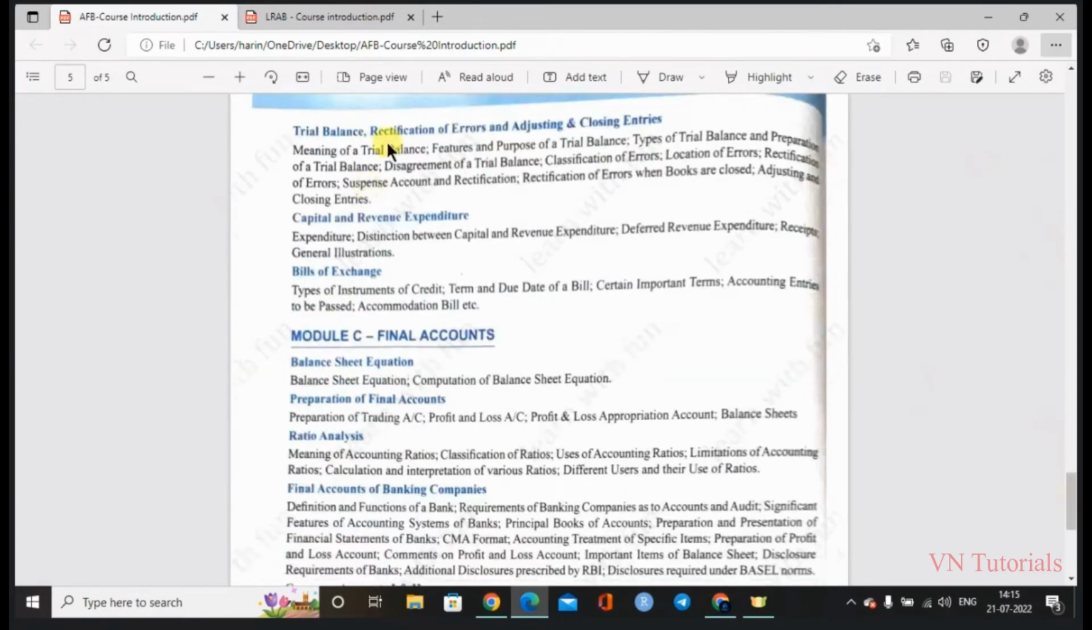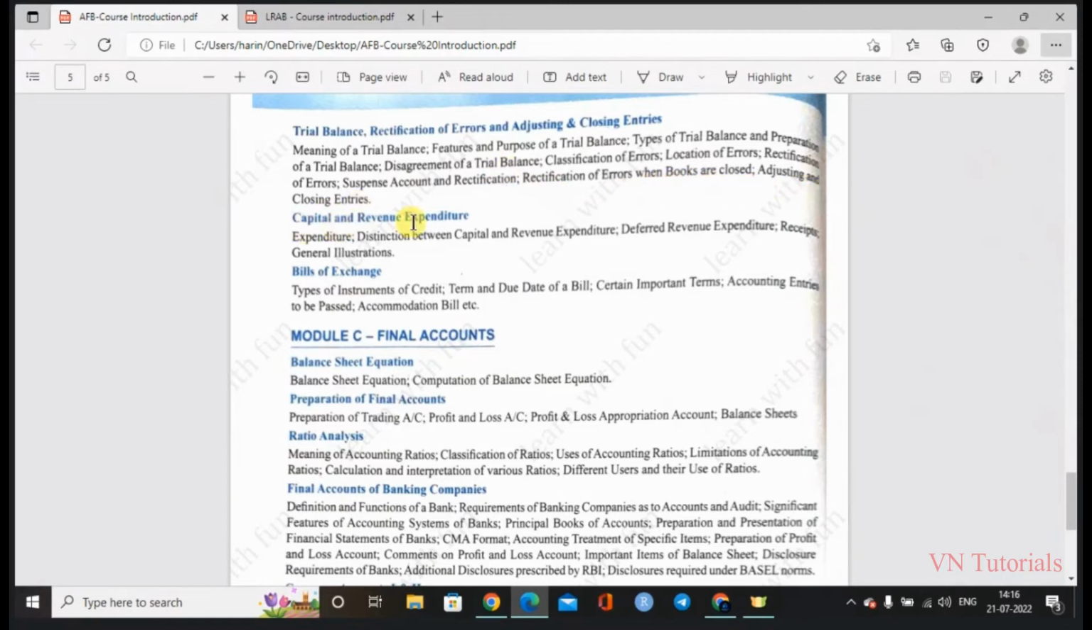Then under trial balance, rectification of errors and adjusting and closing entries, we are going to look into the meaning of trial balance, features and purpose of trial balance, types of trial balance and preparation of trial balance, disagreement of a trial balance, classification of errors, location of errors, rectification of errors, suspense account and rectification, rectification of errors when books are closed, adjusting and closing entries.